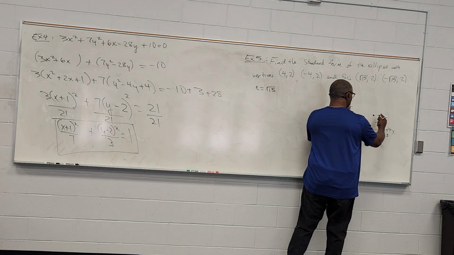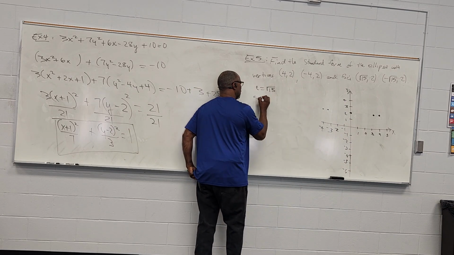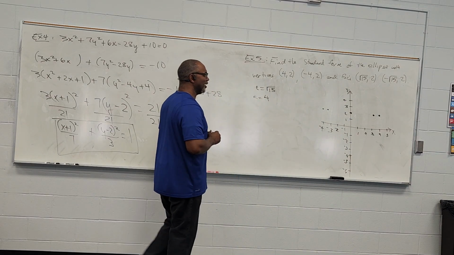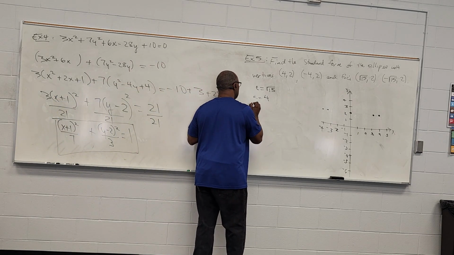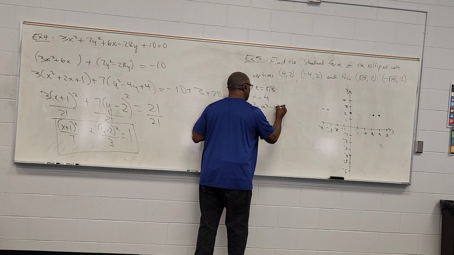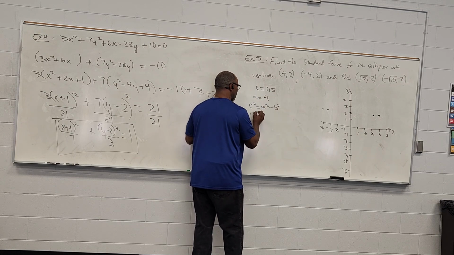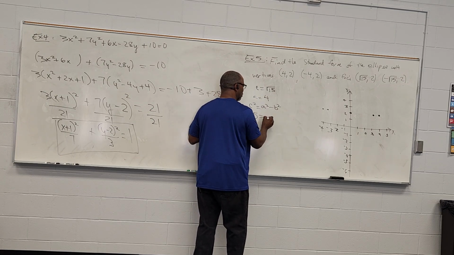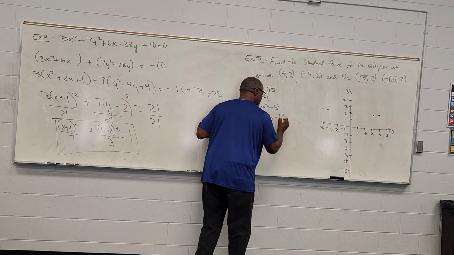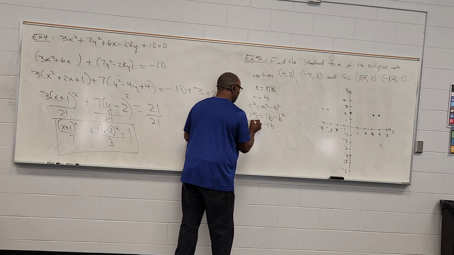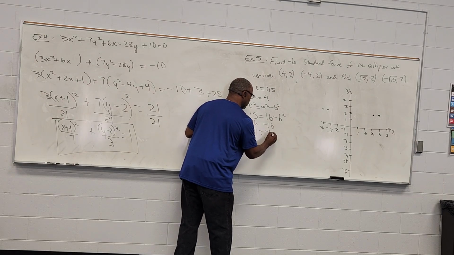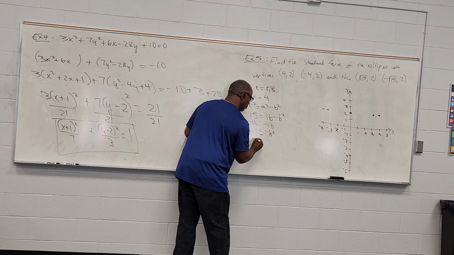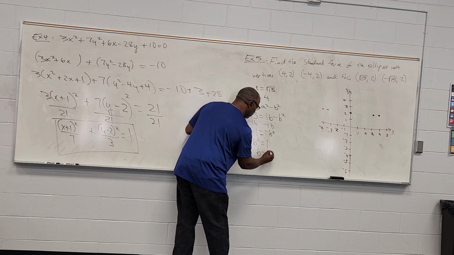So A is the distance from the center to the vertices, so I go from here to here, there's 4 units, so A must have been 4. So they gave me A and they gave me C, right? Well, C squared equals A squared minus B squared. C squared would be square root of 15 squared, or 15. A squared would be 4 squared, or 16, minus B squared. Subtract 16 from both sides, negative 1 equals negative B squared. So B squared equals 1, so B equals 1.